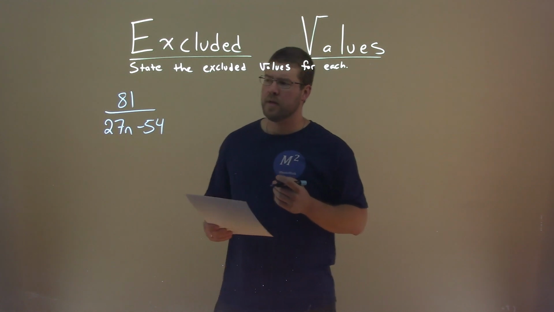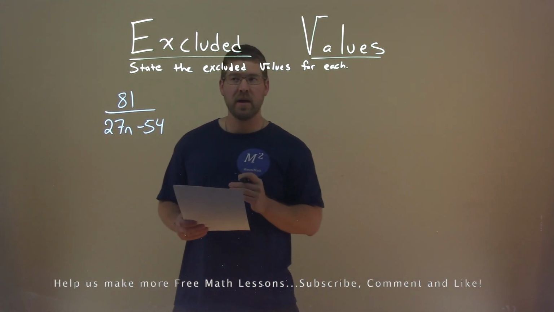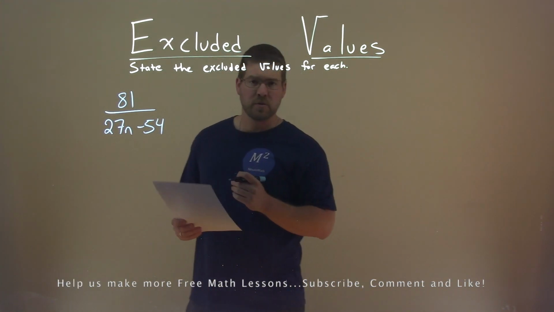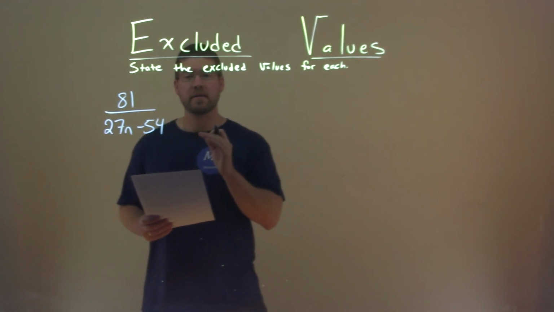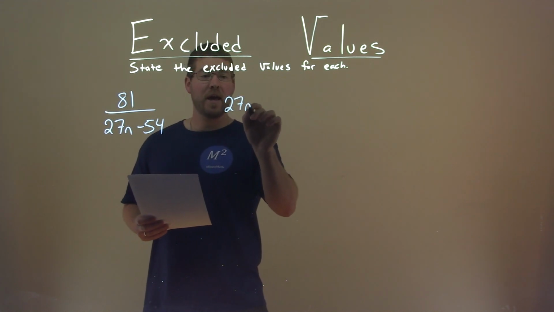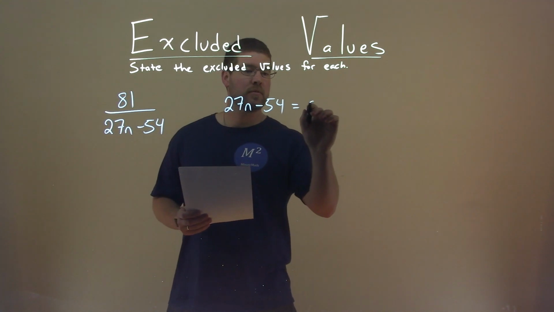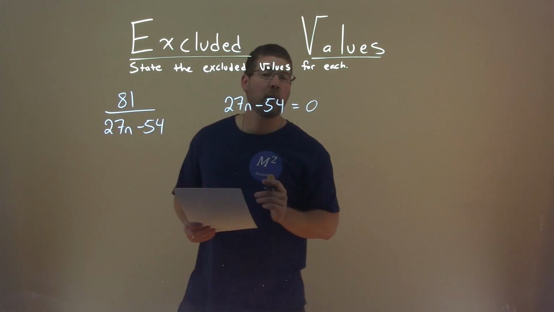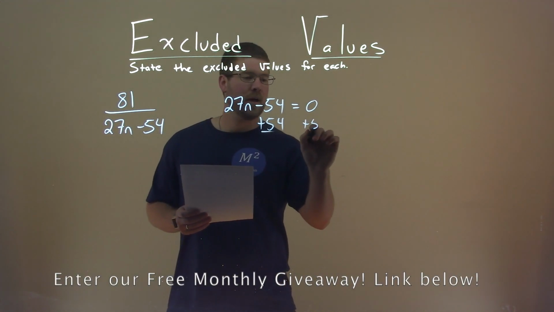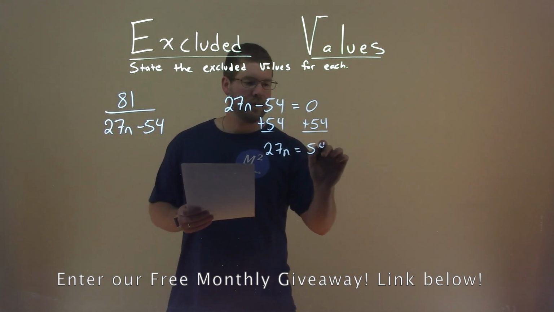We're given this problem right here, 81 divided by 27n minus 54, and we want to state the excluded values. Again, we have a rational function right here, and we know we cannot divide by 0. So we have to take our denominator, 27n minus 54, and find when this denominator is equal to 0. So now we're going to solve for n. We have to add 54 to both sides. Not too bad. And so we have 27n equals a positive 54.